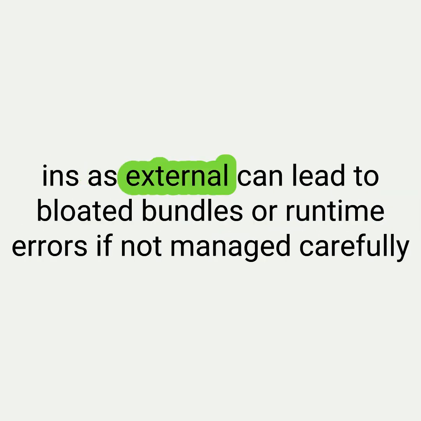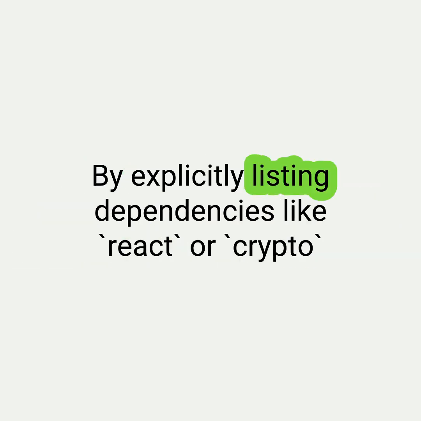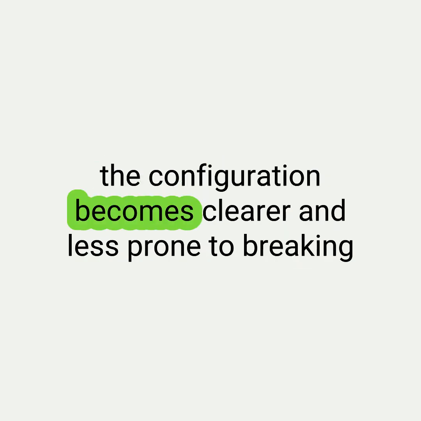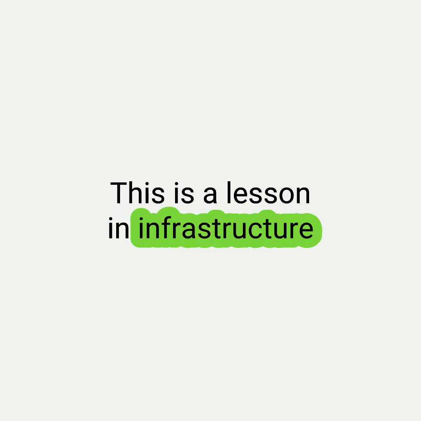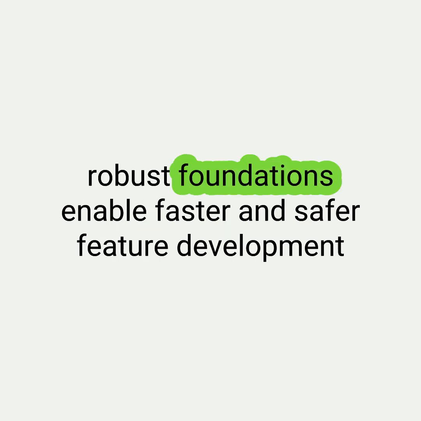Implicitly treating all node built-ins as external can lead to bloated bundles or runtime errors if not managed carefully. By explicitly listing dependencies like React or crypto, the configuration becomes clearer and less prone to breaking. This is a lesson in infrastructure. Robust foundations enable faster and safer feature development.